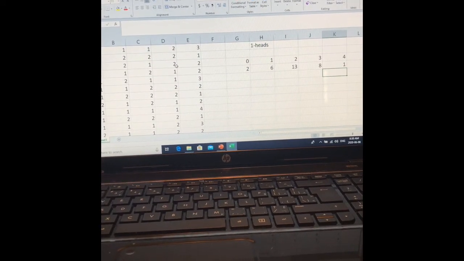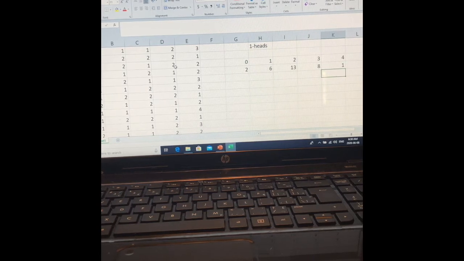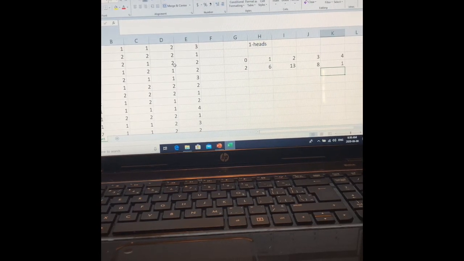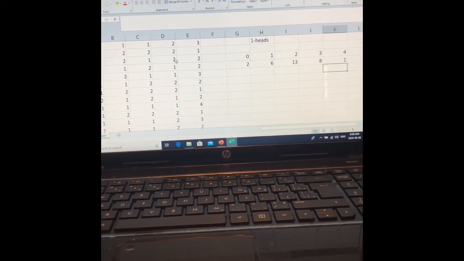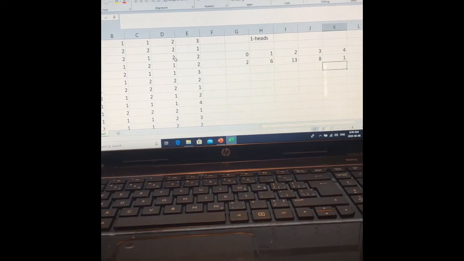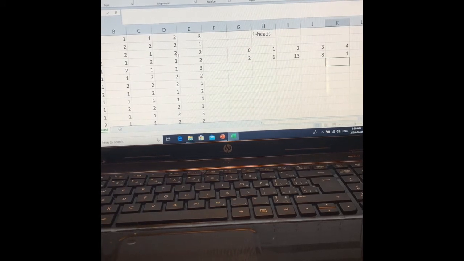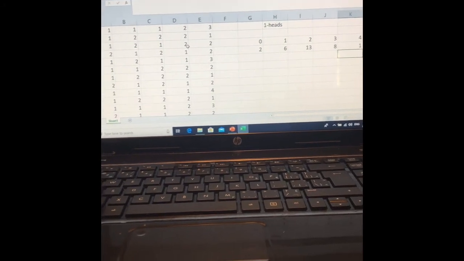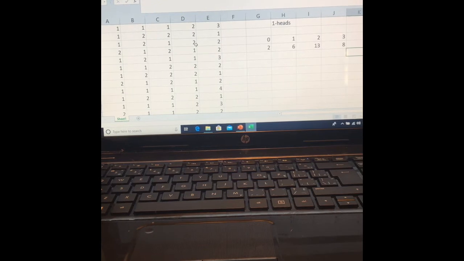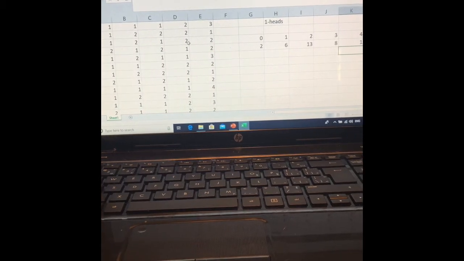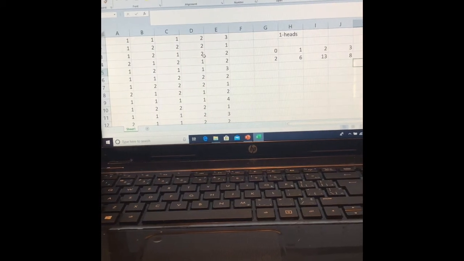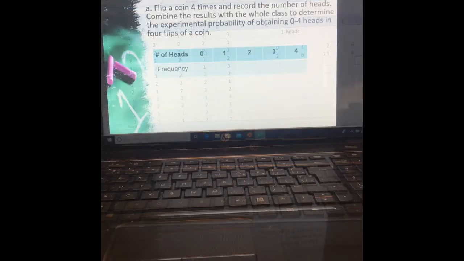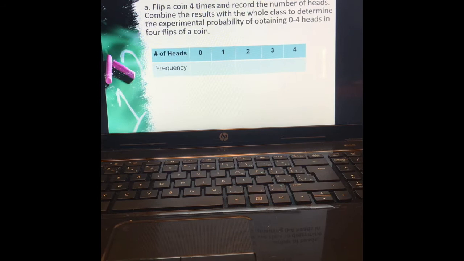But rand between can work for A, B, C, or D. So instead of 1 and 2, you could go rand between 1 and 4, and that would represent A, B, C, or D. You can do that for a variety of different things. So yeah, that's the rand between. You don't need it on the test or anything, but just so you know, Excel does do experimental probability.